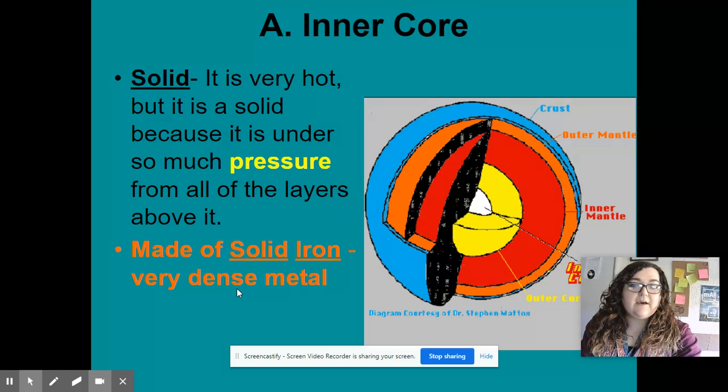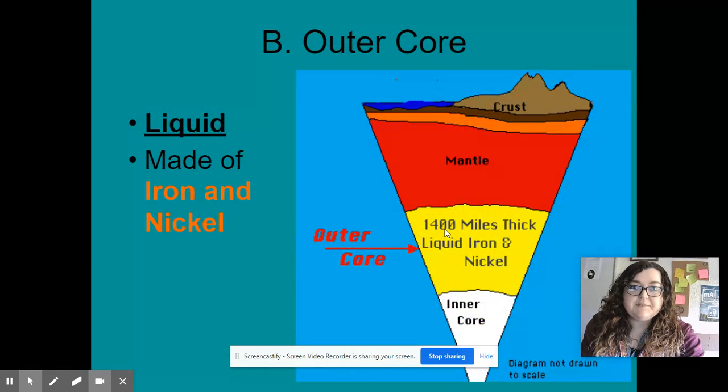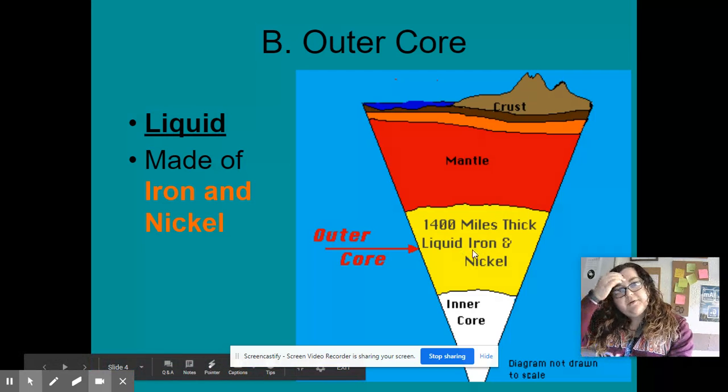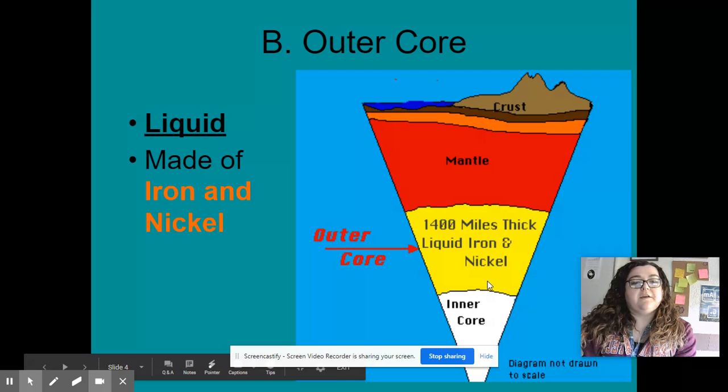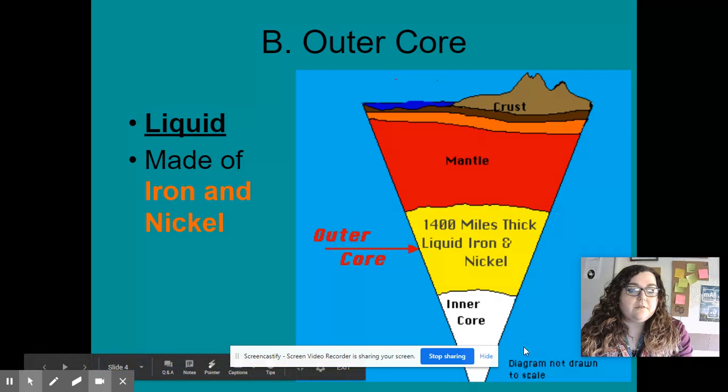So next is the outer core. So here we have the inner core. That's the solid iron. Next we're going to talk about the outer core. It's a little different, but this one is liquid. I know it doesn't really make much sense, right? Solid, then straight to liquid. But yeah, the outer core is liquid. It's made of both iron and nickel. So it's a mixture here. So we have inner core, just iron, and it's solid. Outer core is going to be liquid iron and nickel. So the first blank right there for B is liquid, and it's made of iron and nickel. And you can tell it's a little bit thicker than the inner core.